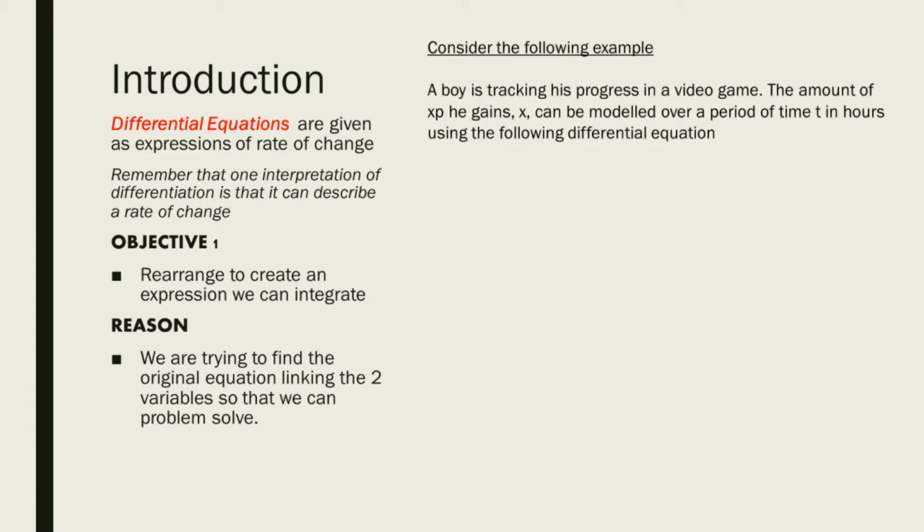So if I consider the following example. A boy is tracking his progress in a video game. The amount of XP he gains, x, can be modelled over a period of time t in hours using the following differential equation: dx by dt equals kx, where k is an unknown constant, or just a number if you like. So his XP changes over time in some sort of relationship such that it's some number times the XP.